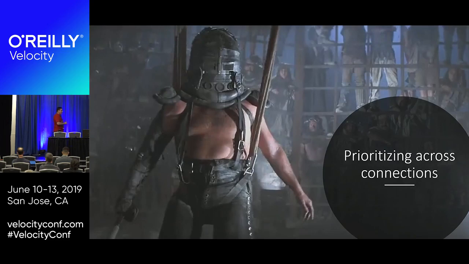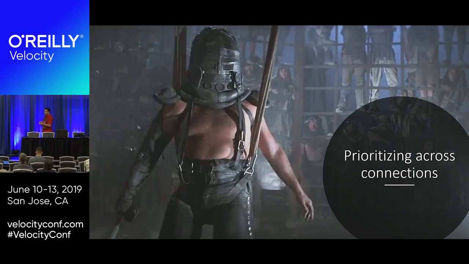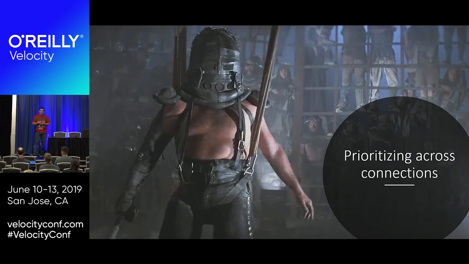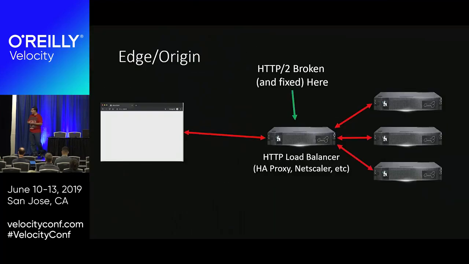So prioritizing across connections. This is Mad Max Thunderdome for any fans. It's basically a free-for-all. So really quick before I get into that, is everyone good on HTTP2 trees, resource loading, and why it matters? All right, so when we get into, whoops.